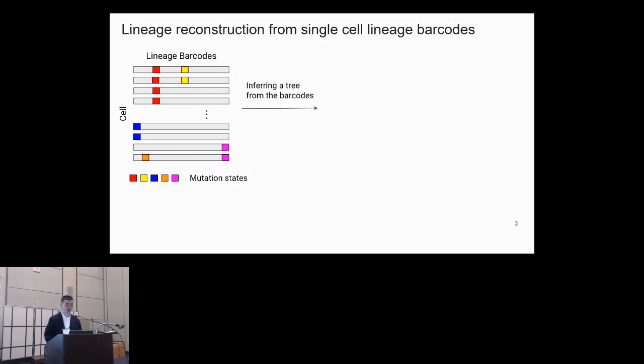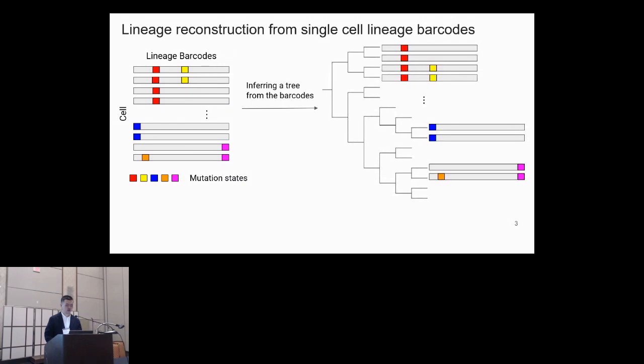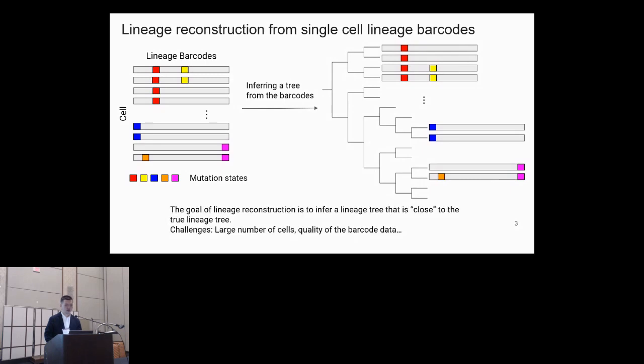The objective is to infer a tree topology from the barcodes, where on the reconstructed tree, the leaves are the input cells. The goal is to find a tree that is as close to the true lineage tree as possible. This computational task is extremely challenging, considering that we usually have a very large number of cells. At the same time, the quality of the barcode data can be very low because we have dropouts. So one natural idea is that we can try to use the paired gene expression to help improve the accuracy of the lineage reconstruction.